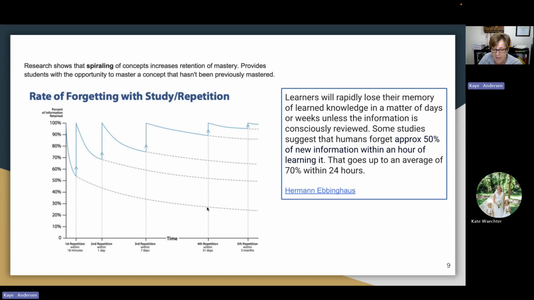They will lose mastery of that skill every time we go further and further out from the actual assessment of that skill. On the bottom of the graph, you notice that there's a 7-day repetition, a 31-day repetition, and a 3-month repetition. And the most recent research shows that those spacings have to be very purposeful in order to really build mastery and let the brain connect and grasp and retain in order to retrieve that information.